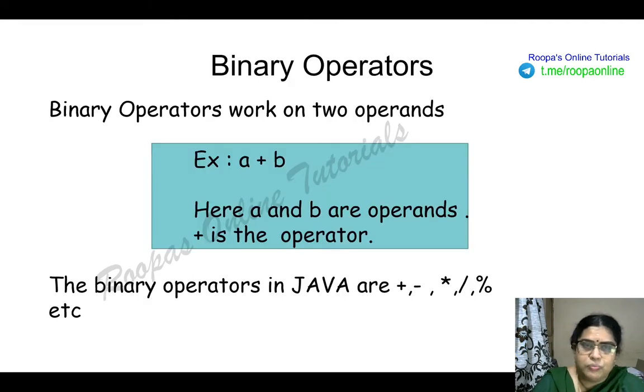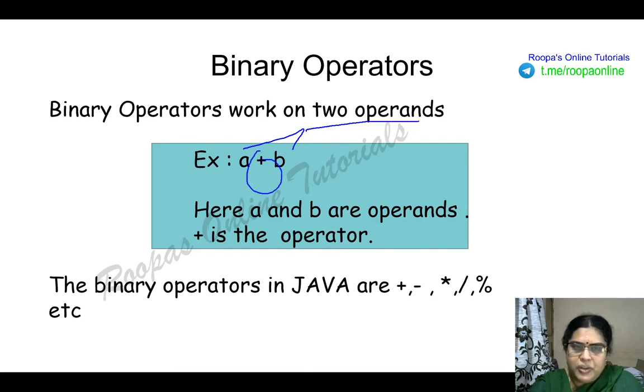And now we have these binary operators, like these arithmetic operators. They are classified as unary operators and binary operators. Here these operators work on 2 operands. As I told you earlier, the values are known as operands. So here a and b are operands, and the plus is a symbol, a sign.